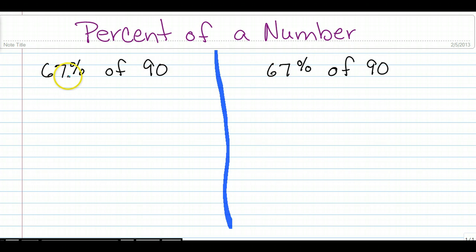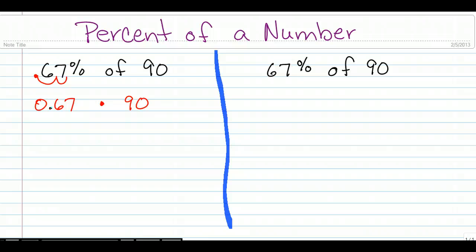So remember, the decimal is here. We're going to divide by 100. So we go 1, 2. We then change 67% to a decimal, 0.67. Of means to multiply, and then we bring back the 90. And then all you have to do is plug into your calculator, 0.67 times 90.